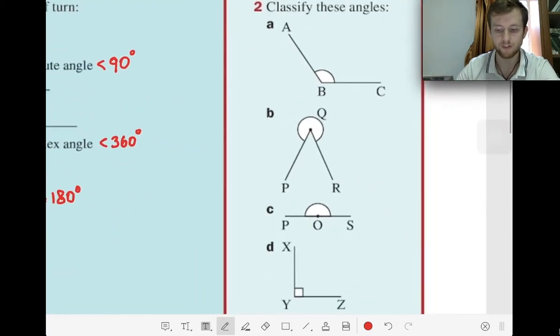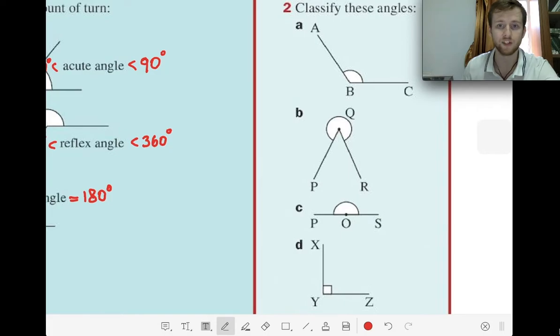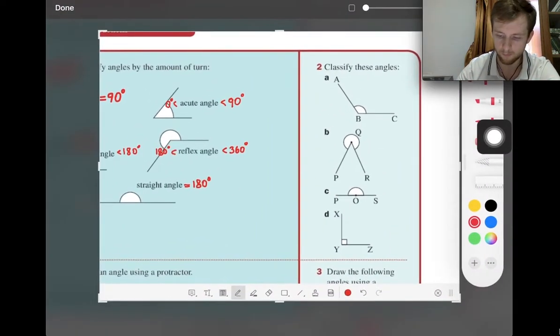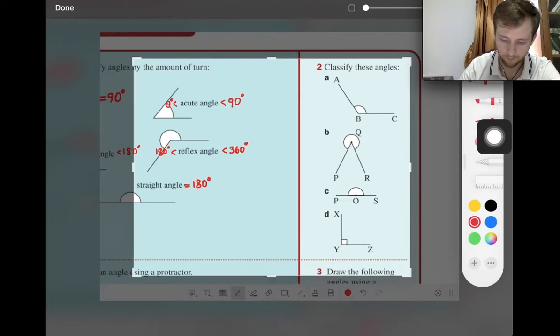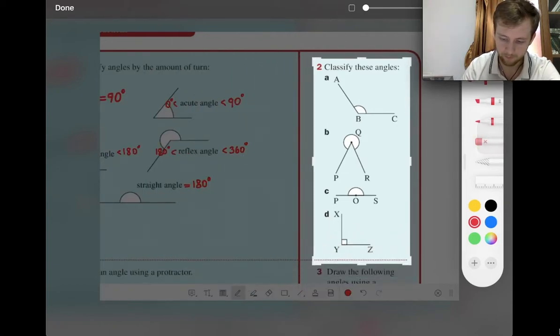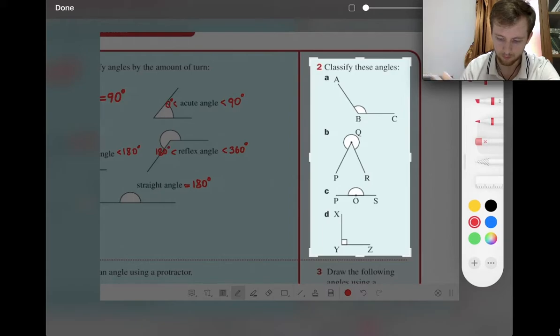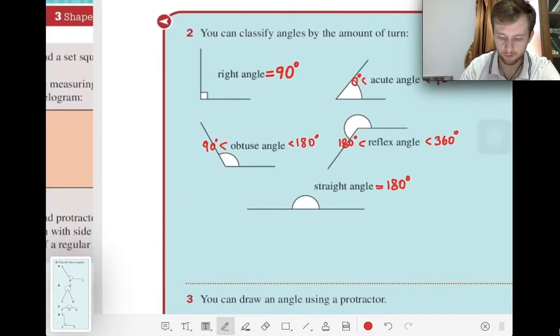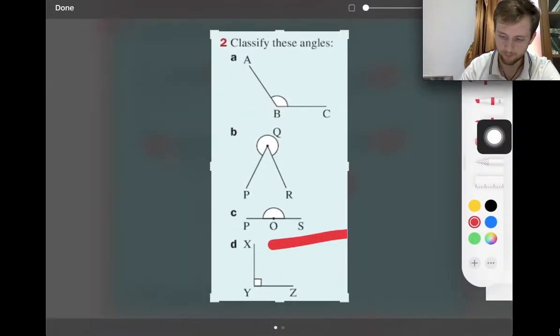We have A, B, C in here, and what we can do is classify these angles. I think I'm going to take this to our notebook so that we can do it there. Classify these angles, yeah. Or no, I can also take this as well. Yeah, that should be good. Just give me a second.